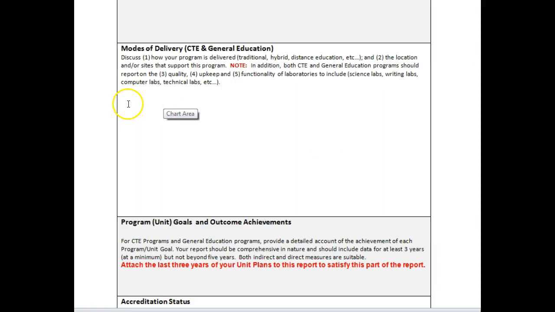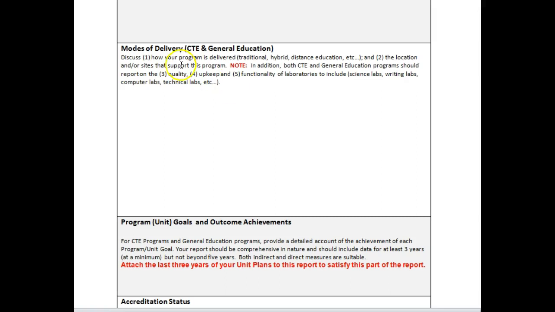Next, it's modes of delivery for both CTE and general education. Here there are 5 specific questions. How your program is delivered, whether it's a traditional delivery, hybrid, distance education, a combination. The location and the sites that are used to support this program, is it on both campuses? What do the sites look like?